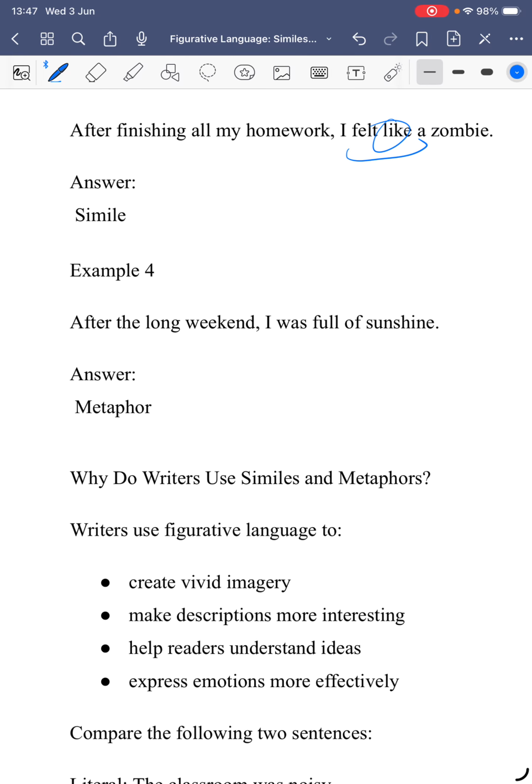Example 4, after the long weekend, I was full of sunshine. Well, there aren't any comparing words here, but have a think, what does it have to do between me and the sunshine? I am not the sunshine, right? But if we understand the idea of the long weekend, during the weekends we might hang out with friends and do something that we enjoy. And in this sentence, we're trying to say that after the long weekend, I am very refreshed and energetic and happy.